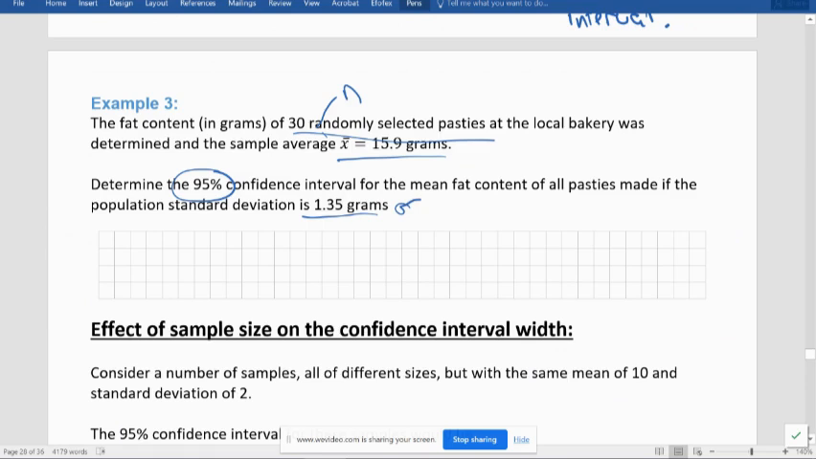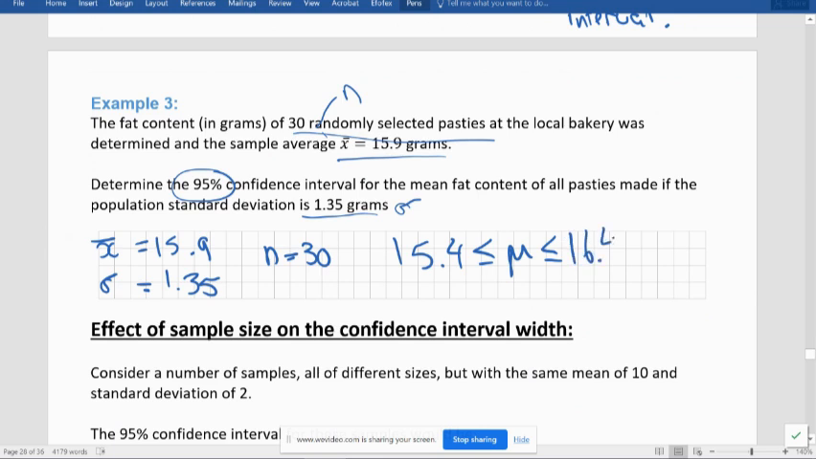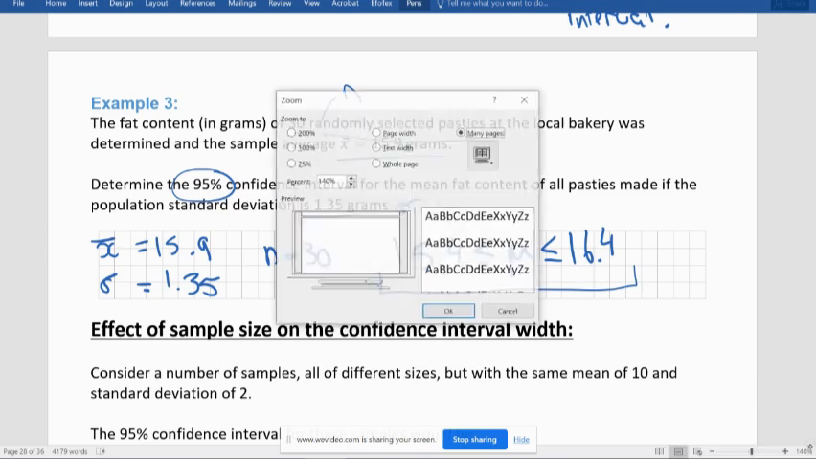So we're going to try and do a confidence interval. So on your calculator, we enter this as the sample mean. We enter the population standard deviation as 1.35. The n value is 30. And just quickly check it on your calculators too. You should get a value of 15.4, mean 15.6. All right. So the important thing to realize is we can be 95% confident that the true mean, or the true fat content mean, lies somewhere between 15.4 and 16.4 grams.